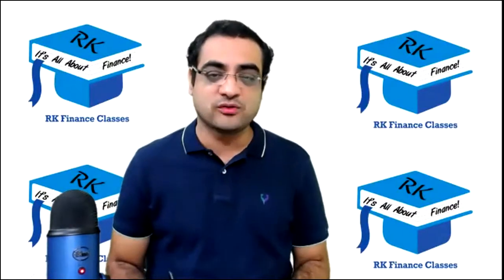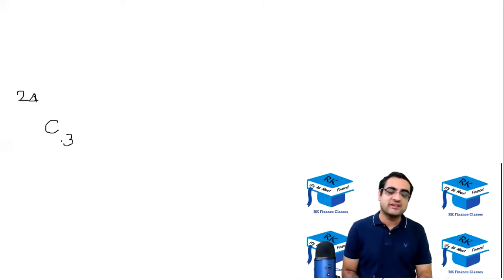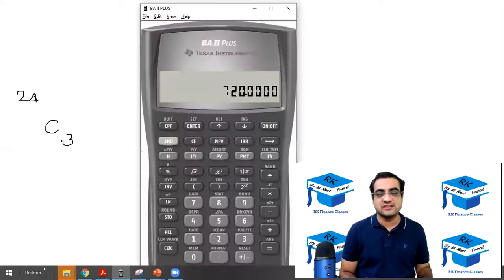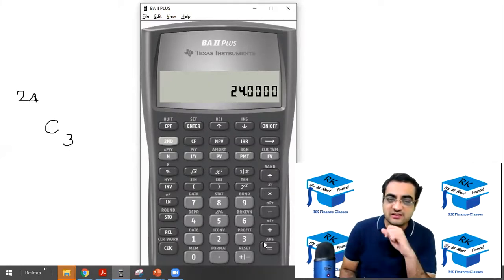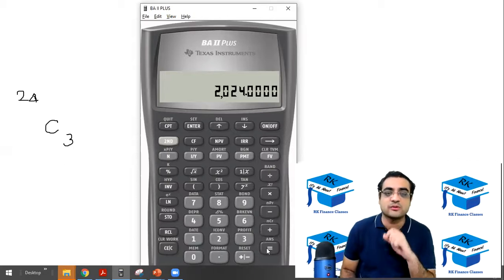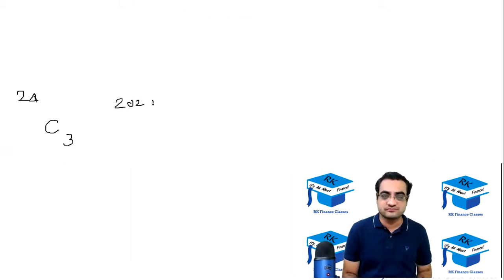So in this case, there are 24 students. Out of 24 students, I need to choose 3, with order not mattering. So it's 24C3. Let's see. 24 shift and plus, so that's C, and then 3 equal to. It could be done in 2024 ways.